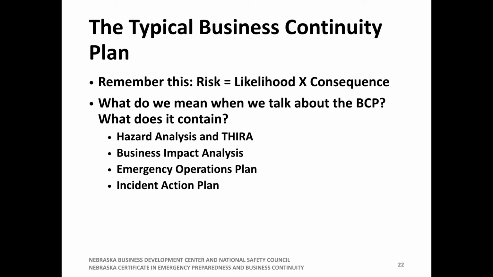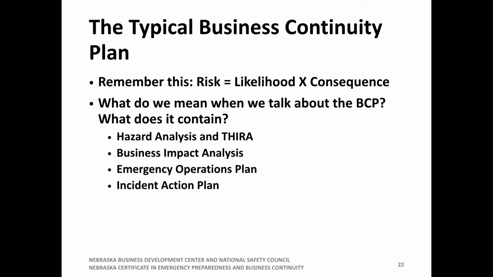First, the business continuity plan contains a hazard analysis and threat profile, or THIRA, which stands for Threat and Hazard Identification and Risk Assessment. This is the likelihood portion of the risk management equation we discussed in session one. Secondly, the business continuity plan also contains the business impact analysis, a section that explains the consequences factor in the risk management equation.